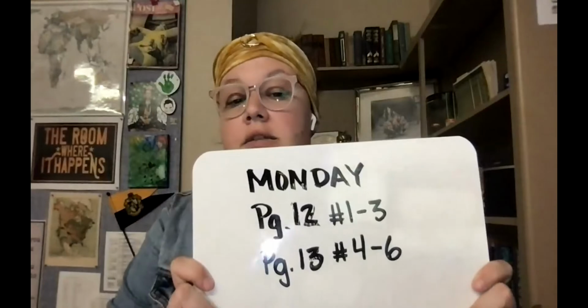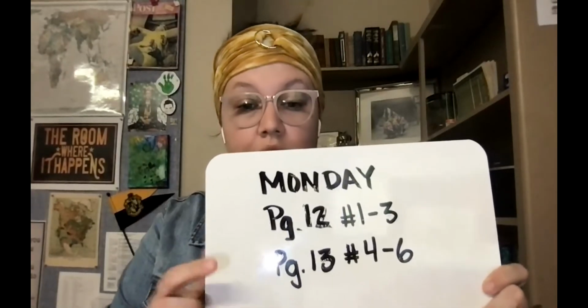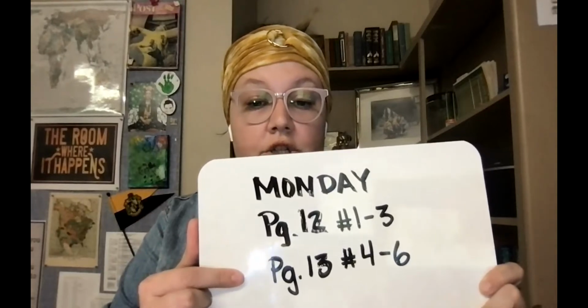We're looking at lesson 1.2. We just finished 1.1 last week. Today we are on pages 12 and 13. On page 12, we're going to do 1 through 3, and on page 13, we're going to do 4 through 6. This is building on some of the skills we've already been doing.